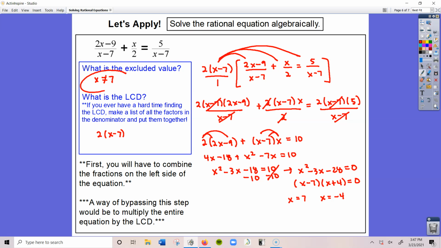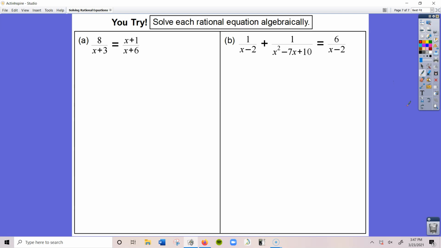But we found earlier that x cannot equal 7. So this is the extraneous solution, and x equals negative 4 is my actual solution. Let's try a couple more, just to make sure.